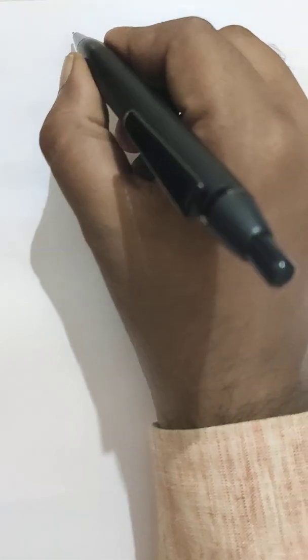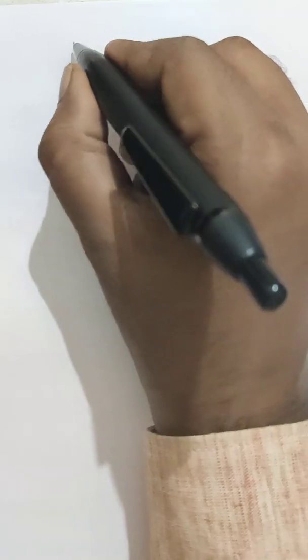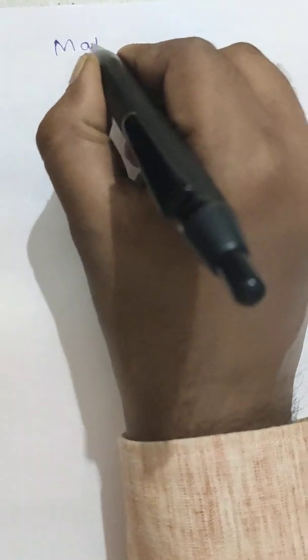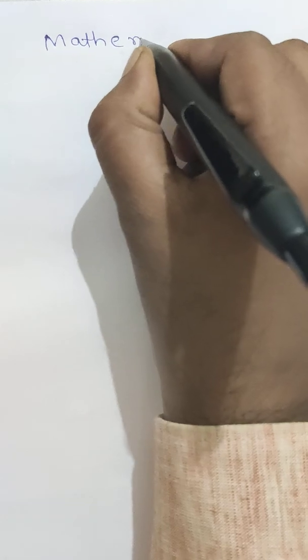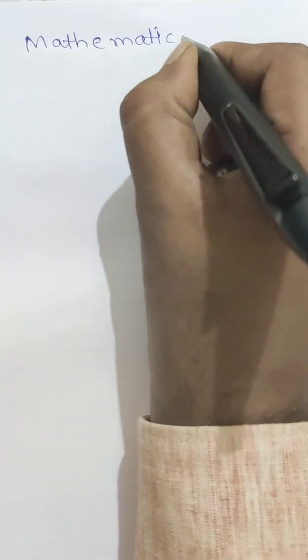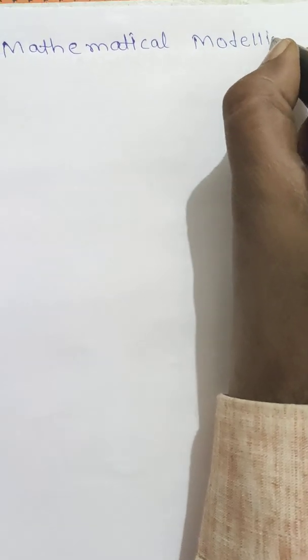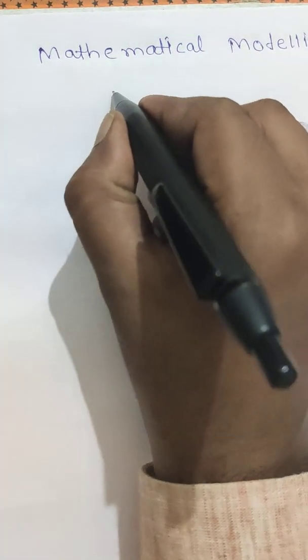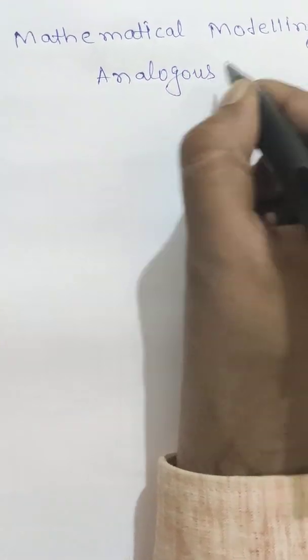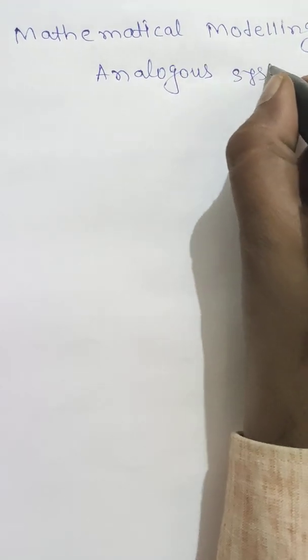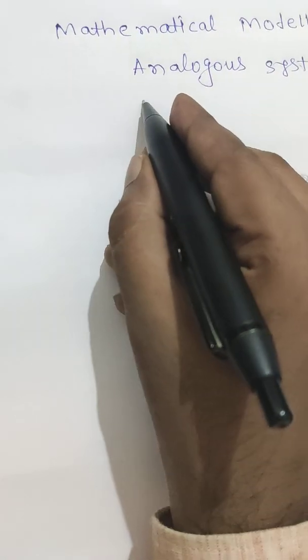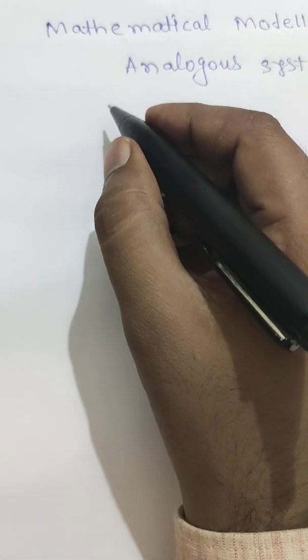In this tutorial we are going to discuss a very important concept in control systems, that is mathematical modeling of control systems, also called analogous systems. We are going to find out the analogy between the mechanical and the electrical systems. How mechanical systems can be converted into electrical systems is our major concern in this topic.